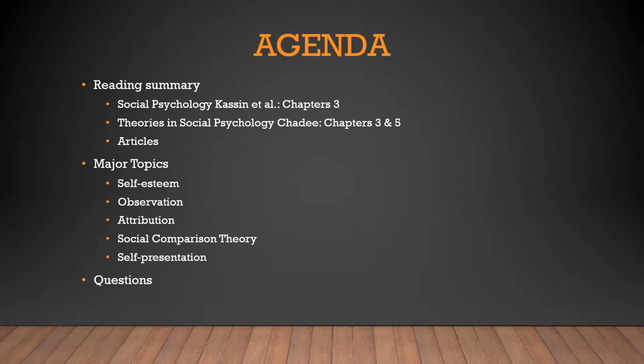This presentation will cover a reading summary from the textbooks Social Psychology and Theories in Social Psychology, as well as 2 reading articles, followed then by major topics: self-esteem, observation, attribution, social comparison theory, and self-presentation. Following that, we'll conclude with 2 questions regarding the course material and topics covered from this week's lesson.